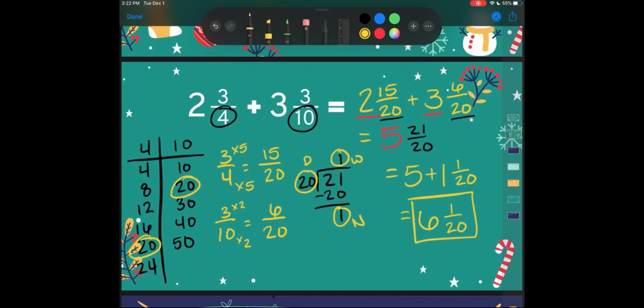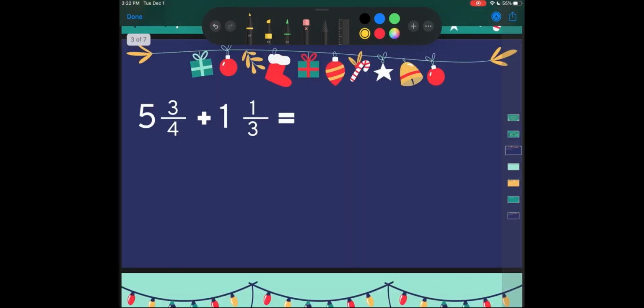So let's look at the next one. We got another addition problem. 5 3/4 plus 1 1/3. So, exact same steps. We've got to find our least common denominator and convert our fractions to be new equivalent fractions with the same denominator, and then we can start our adding.